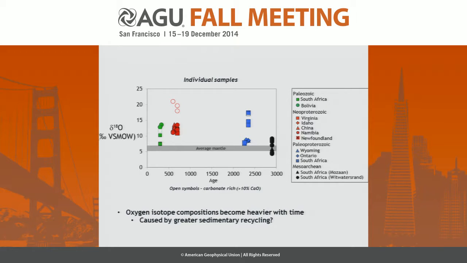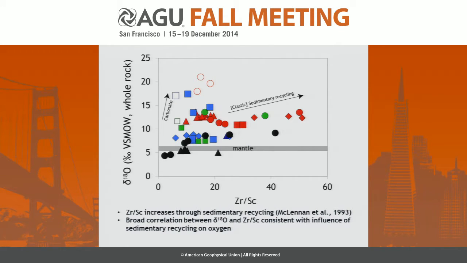One is that we have greater recycling of older sediments into these new sediments with time. And if we look at indices for sedimentary recycling like zirconium-scandium, which generally goes up when you recycle old sediments, there's a general correlation between the delta O18 values and this ratio, which suggests that sedimentary recycling is definitely a factor at play.